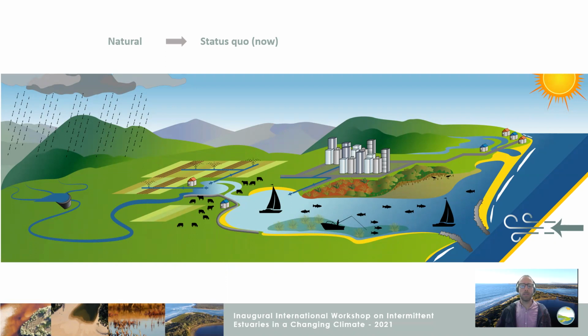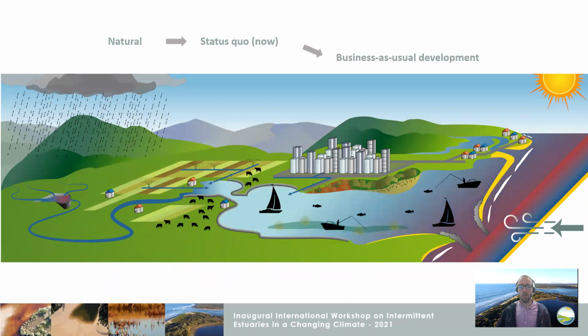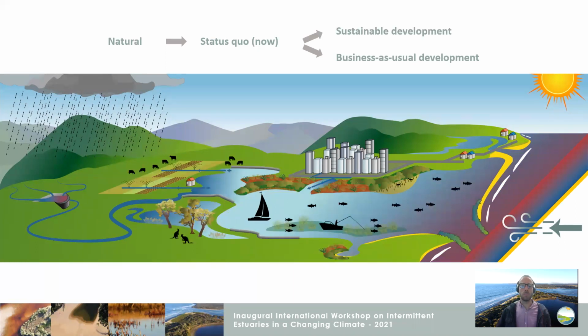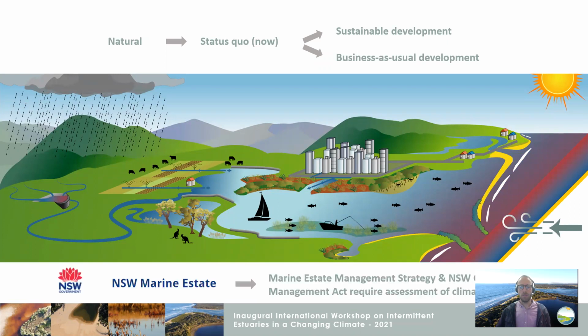where we can either keep going forward with a business as usual sort of approach, or we can aim to understand these risks and have an adaptive management kind of approach and aim for sustainable development. But for that, and the New South Wales government now acknowledges this, we need to understand what these climate change risks actually are in estuaries, because we've seen this before in this workshop.